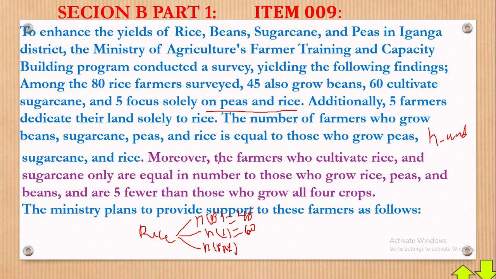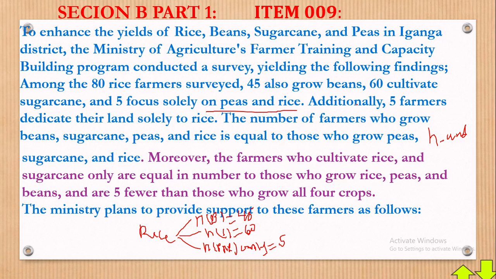But since we have 4 crops here, we have the rice, we have the beans, we have the sugarcane, and the peas, I will add the word only there. If they haven't included all of them, then you put there the word only. So only, that is how much? They were 5. Alright, great.